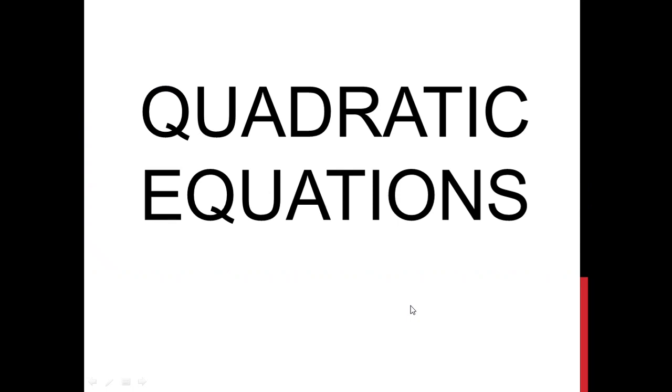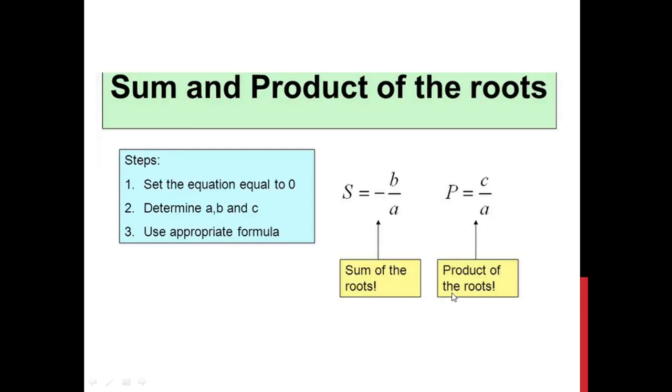Our lesson for today is still about quadratic equations, the sum and products of the roots. Now, to get the sum and product of the roots of the quadratic equation, we need this formula. There are steps in solving it. First, you need to set the equation equal to 0, determine the values of a, b, and c, and then use the appropriate formula in solving for the sum and the product.